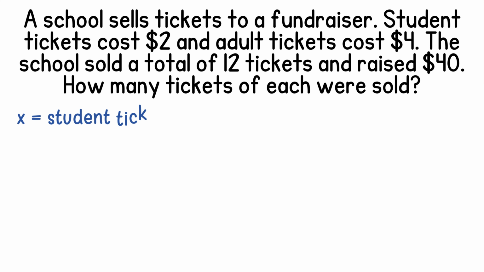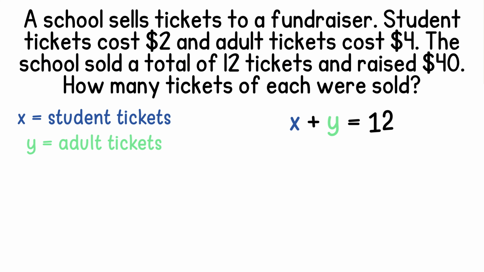To solve this, we'll need to make a system of equations for this situation, but first we'll label our variables. Let's call X the student tickets, and we'll call Y the adult tickets. We know that the school sold a total of 12 tickets, so we can write our first equation as x plus y equals 12.